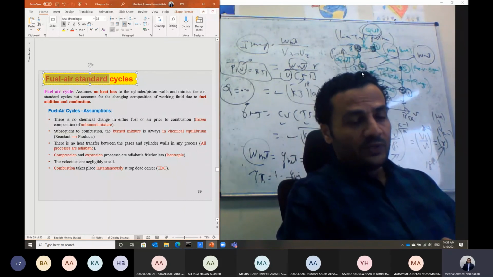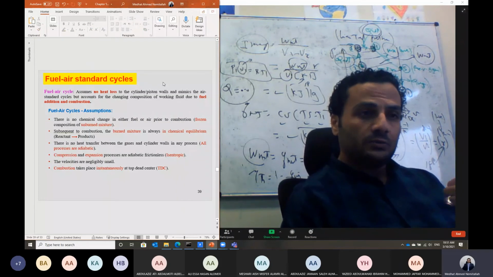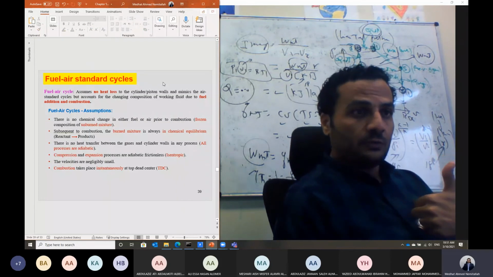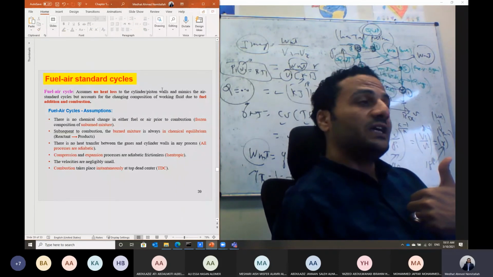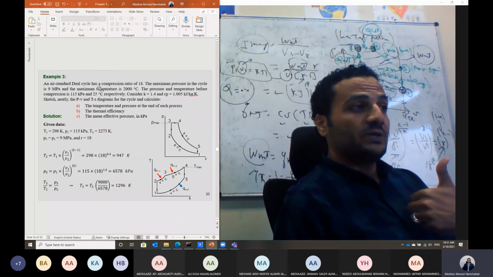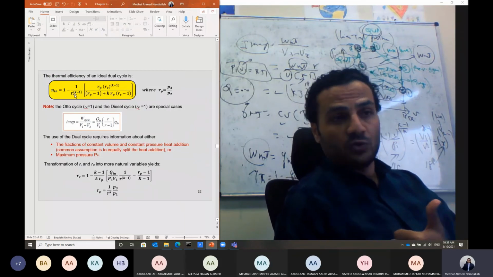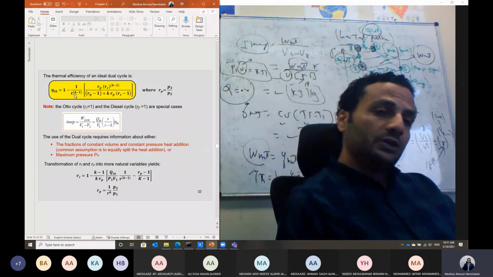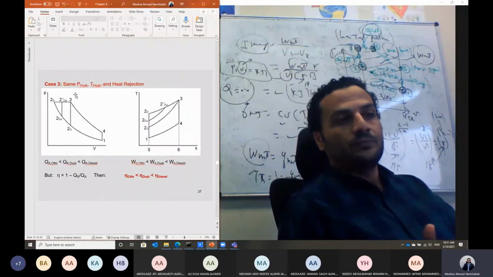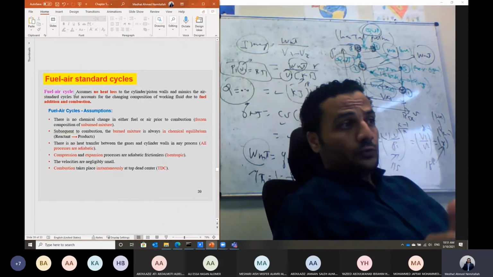So we'll assume the same standard processes: isentropic compression and expansion, and constant volume and constant pressure processes for the heat addition. But what we add in the fuel-air cycle is that the charge will be considered a mixture of air plus fuel, not only air, so that we can see the effect of the fuel to air ratio on the thermal efficiency. Here the thermal efficiency will not be only a function of the compression ratio r, it will be a function also of the fuel to air ratio, because we consider the fuel within the working fluid, which is a mixture of fuel plus air.